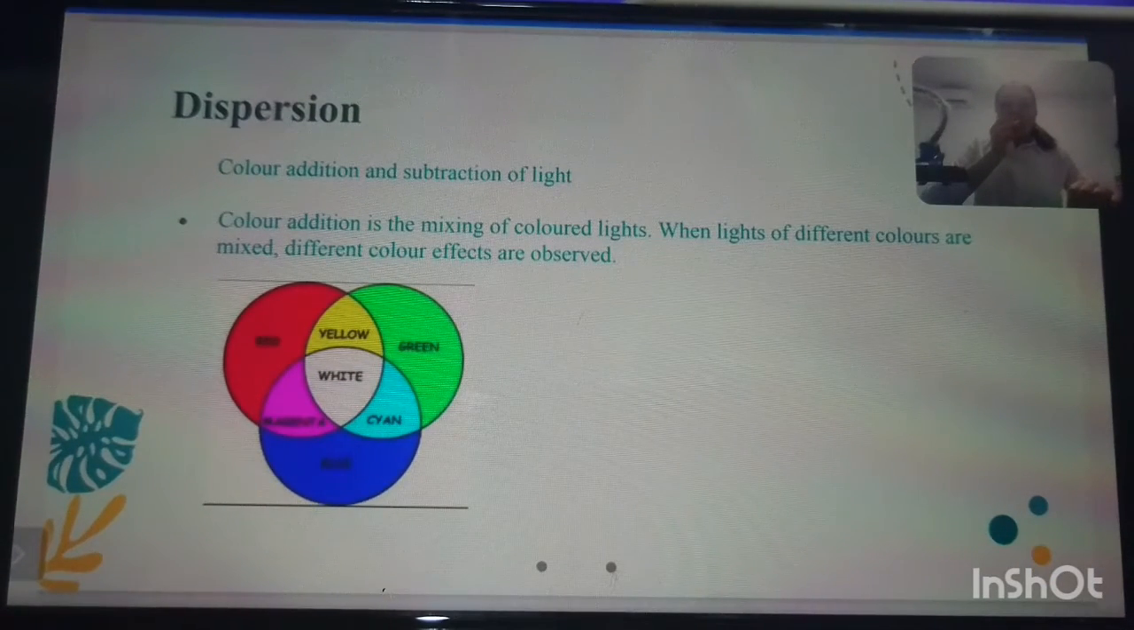Dispersion has color addition and subtraction of light. Color addition is the mixing of colored lights, where lights of different colors are mixed. Different color effects are observed.